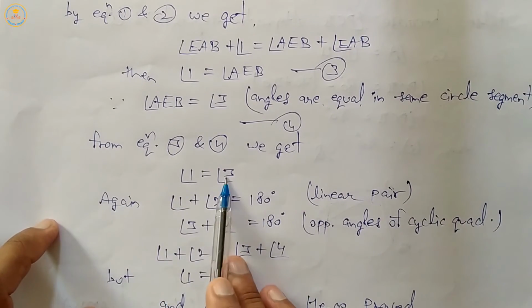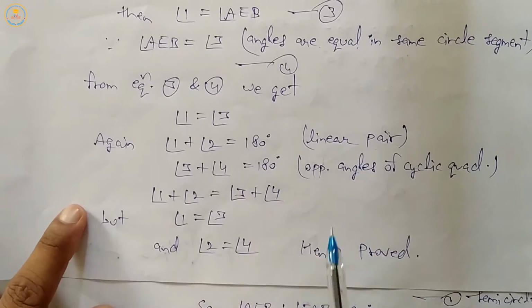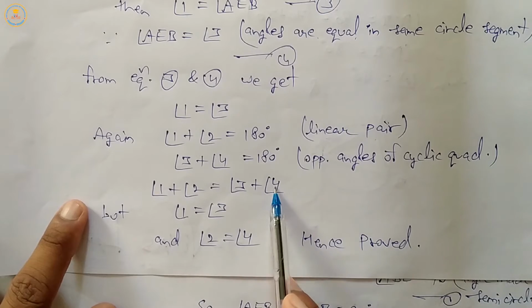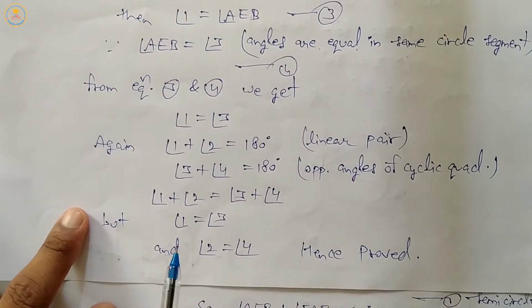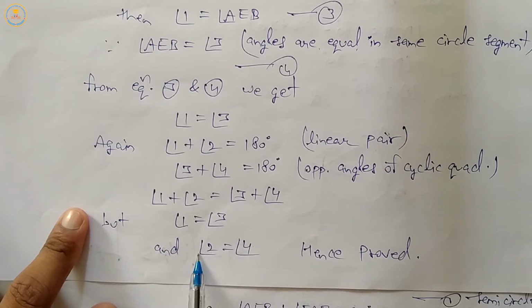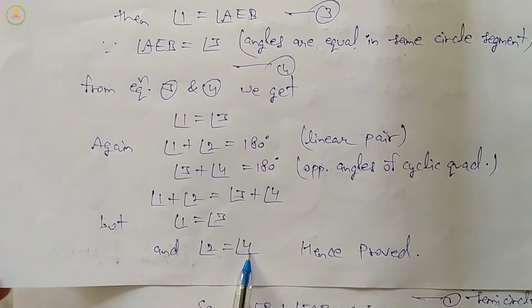And here angle 1 equals angle 3, so the remaining parts are equal: angle 2 equals angle 4. It means we have proved angle 1 equals angle 3 and angle 2 equals angle 4. Okay?